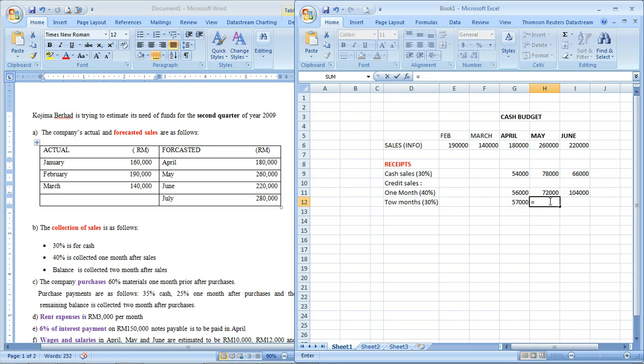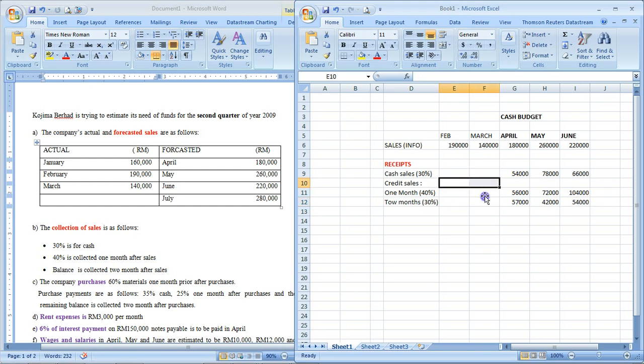May takes 0.3 times what? Correct. For May, it takes March sales, 140,000. Then I get the money. The same step you do for June. How about June, class? June equals 0.3. Why 30%? Because the balance is 30%. This balance is collected 2 months after sale. 40% is collected in 1 month. So if I want to do June, I do 2 months, which means I take April sales, 180,000. Then I will get the answer 55,000.